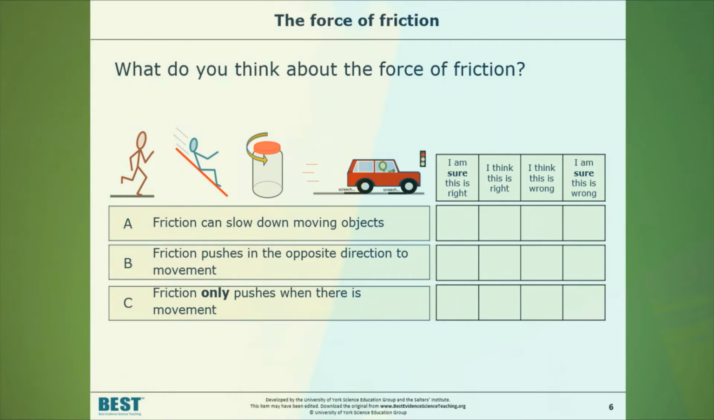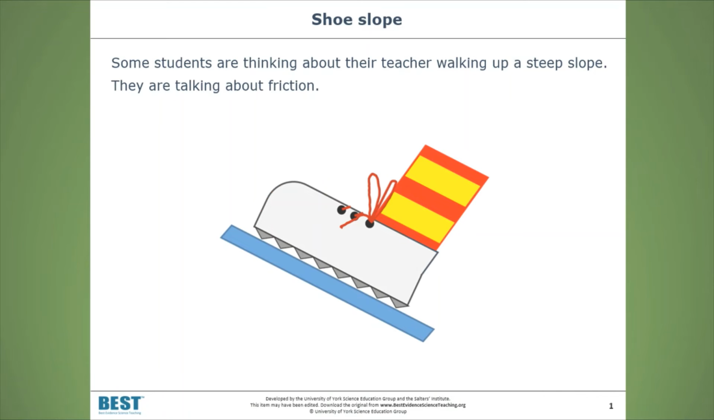Please pause this video and answer here. You can take a picture and think of your answer. Friction can slow down moving objects. I am sure this is right. I think this is right. I think this is wrong, or I am sure this is wrong. So you can pause the video now and answer this part. Are you finished? Now let's proceed to the next slide.